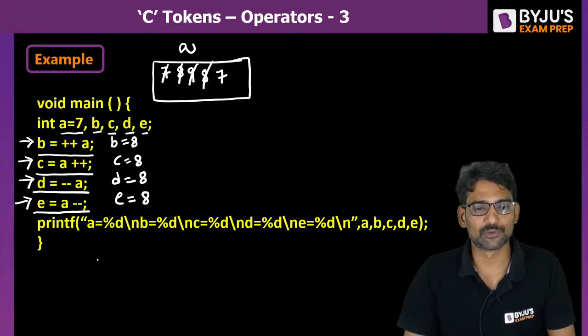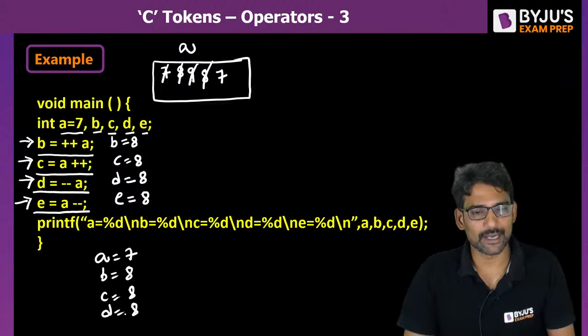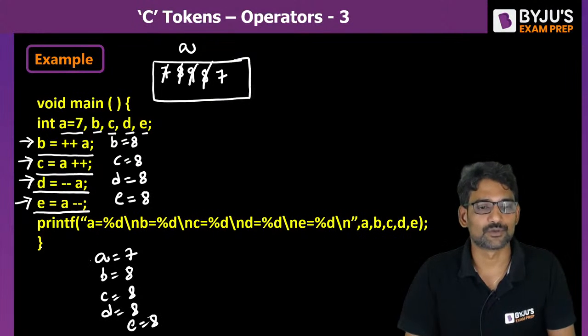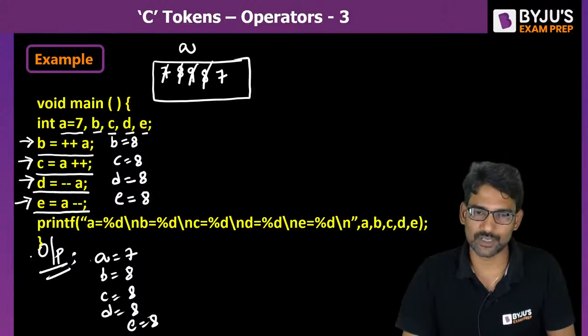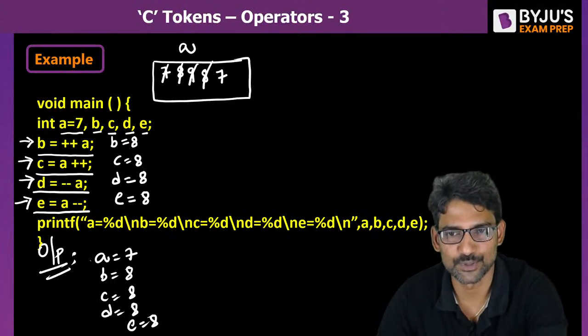So, finally what would be A value? 7 only. B value 8. C value 8. D value 8. E value 8. So, this is what the output. Okay. Shall we execute and see this? Everybody, please do respond. Shall I execute it?